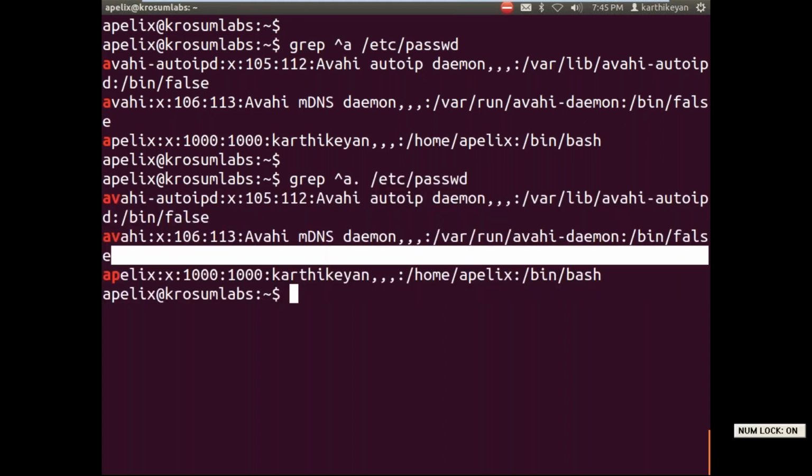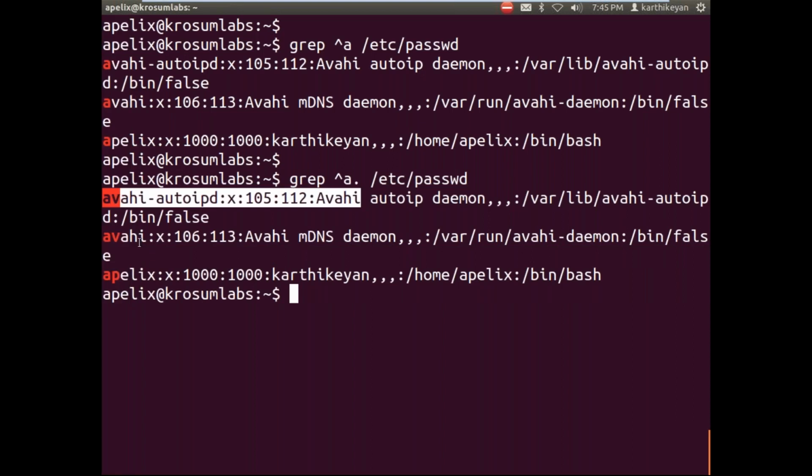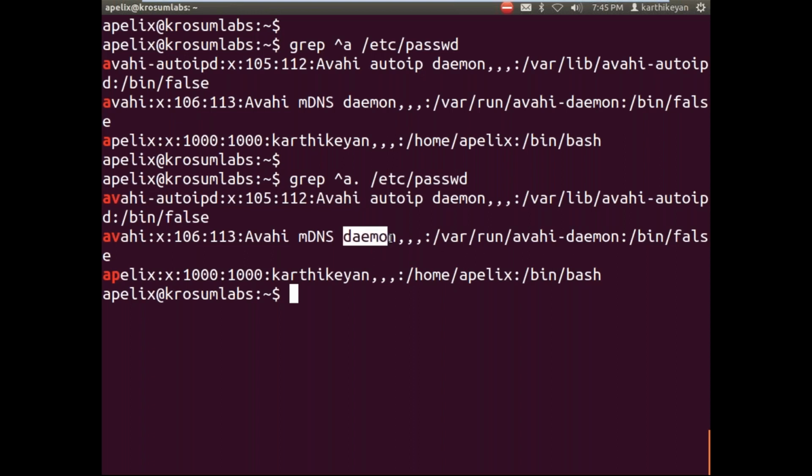A followed by a single character. Okay, the line starts with A with one character. Now I want to find the substring called daemon, but I don't know where it is. This is important: a line starting means we can put the anchor character, and a line end means we can put the dollar character. But for the middle, we don't know where this daemon is placed.